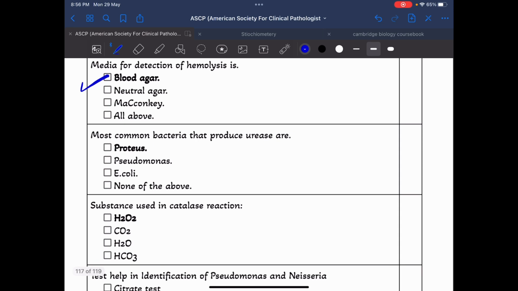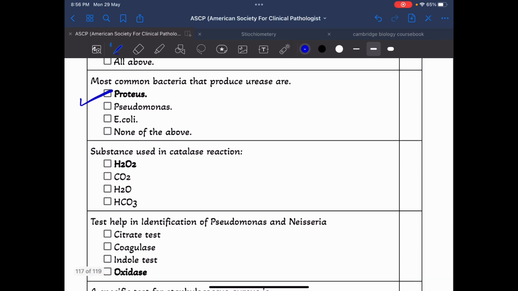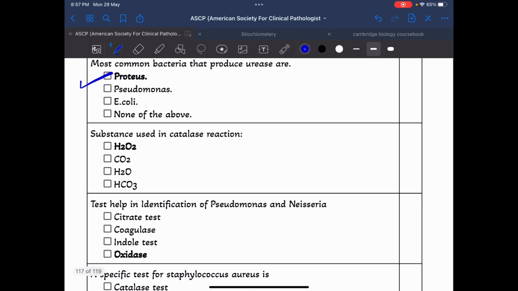Most common bacteria that produce urease are Proteus, Pseudomonas, E. coli, none of the above. Proteus is known to be one of the common bacteria producing urease. Substance used in catalase reaction: hydrogen peroxide or carbon dioxide, H2O, HCO3. The substance used in catalase reaction is hydrogen peroxide.